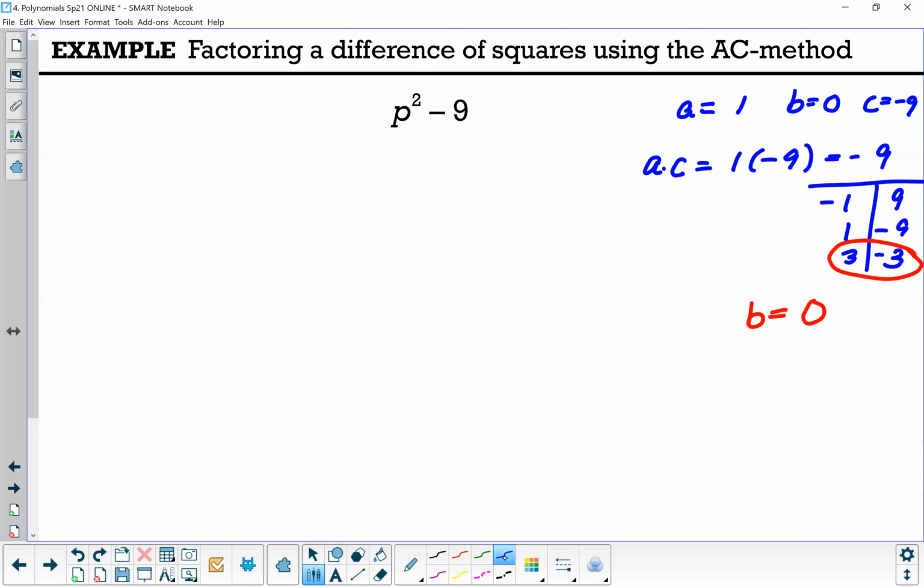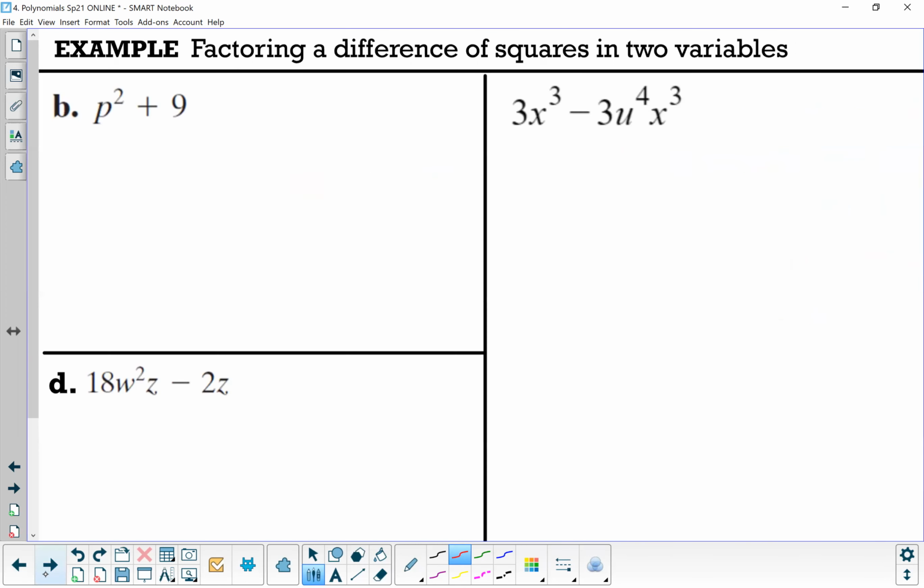So if we use the short method, A is equal to 1, so I know this factors into P plus 3 and P minus 3. So you can still use the AC method, or you can use the guessing and checking. All right, if you want to use the full factoring by grouping, you can go ahead and do that. You're still going to come up with two factors of P plus 3 and P minus 3.